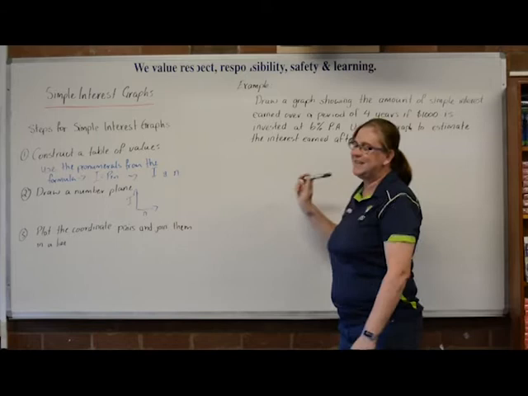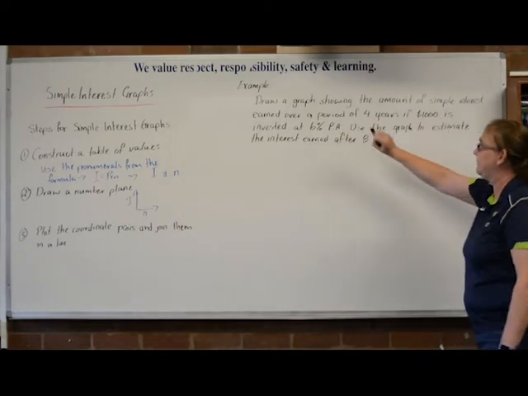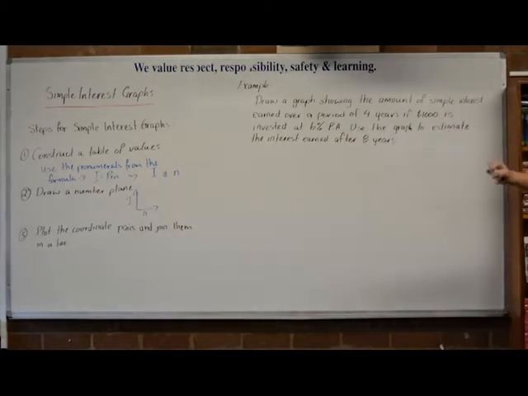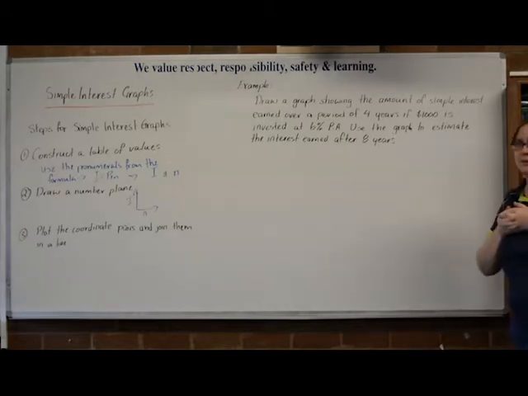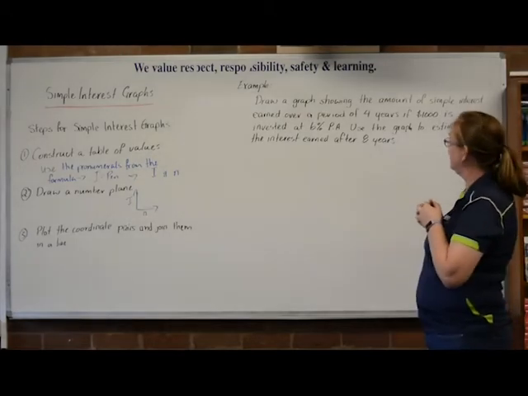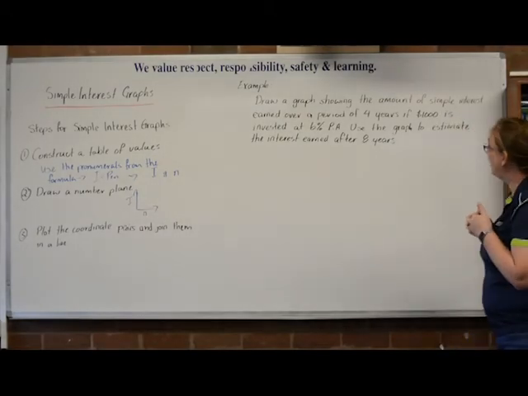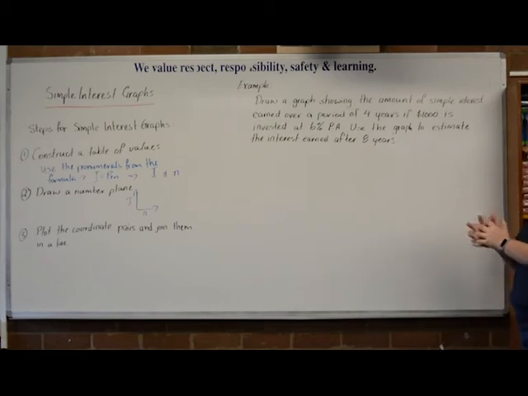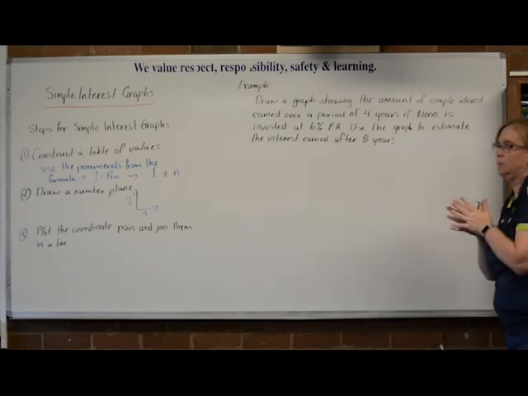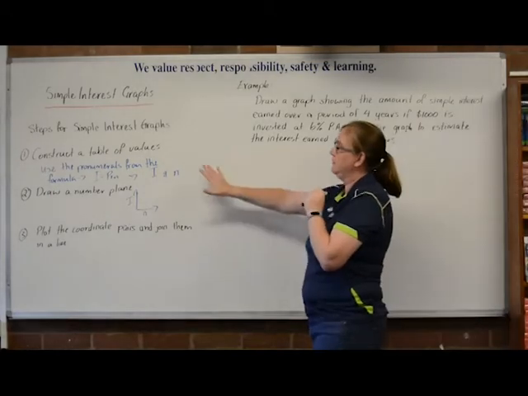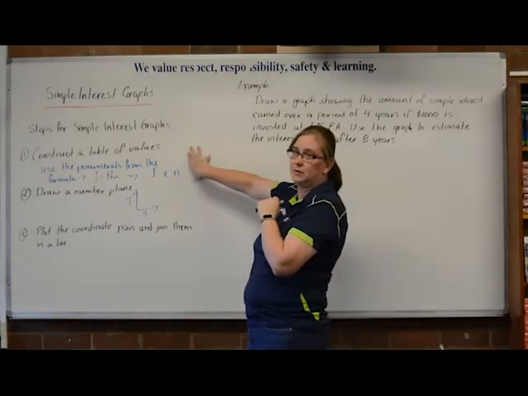Okay, here's our example. We are going to draw a graph showing the amount of simple interest earned over a period of 4 years if $1,000 is invested at 6% per annum. Use the graph to estimate the interest earned after 8 years. So what's step one? Step one, construct a table of values.